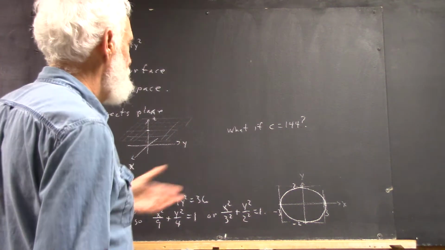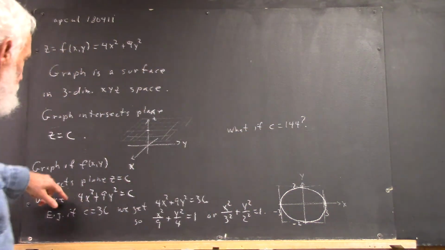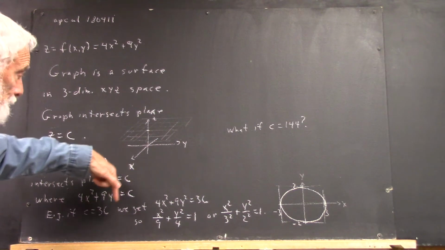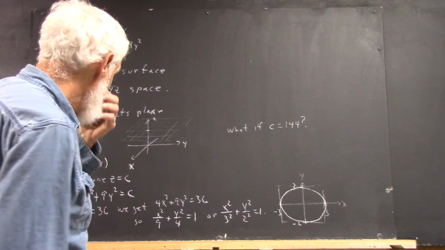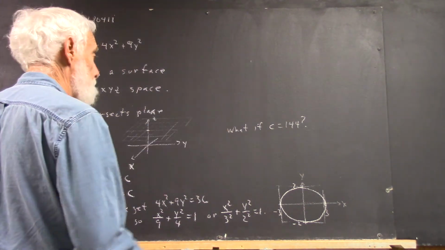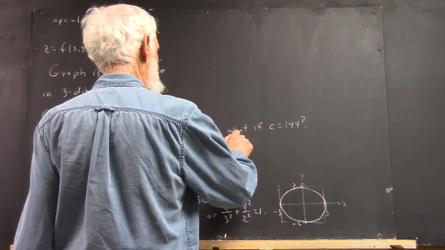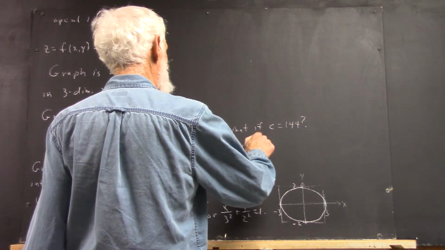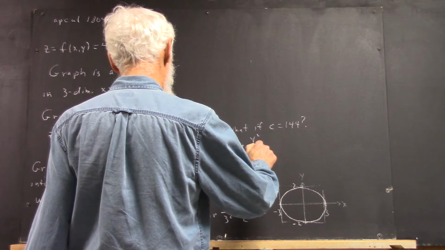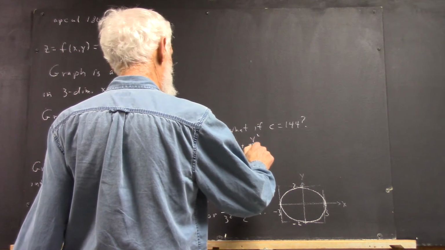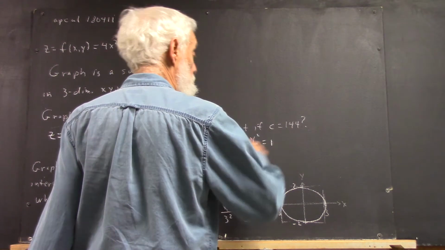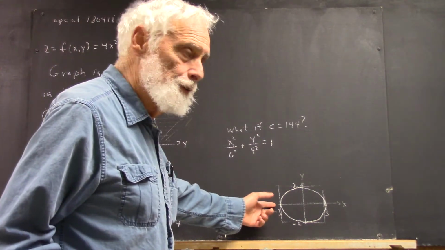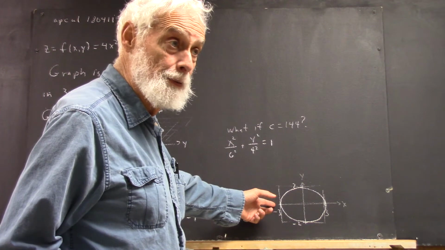Okay, well, if c equals 144, then it's the same equation, but c is now 144 instead of 36. And when we divide by 144 and simplify that, we get x squared over 6 squared plus y squared over 4 squared equals 1. Okay? And what does that tell us? It tells us we get another ellipse.